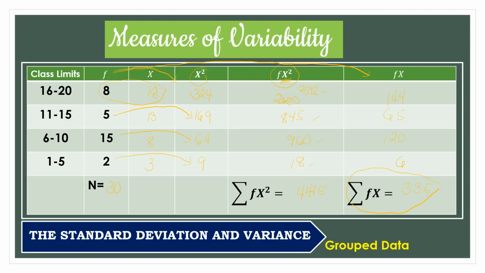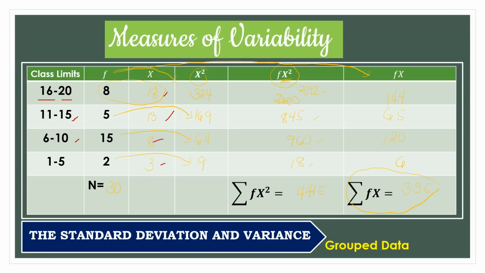Okay, first, to get the class mark, we simply add the lower limit and upper limit of each interval, or you may count. So we have 16, 17, 18, 19, 20. The number in the middle is 18. So the class mark for this interval is 18. Next, for the interval 11 to 15, the class mark is 13. For the next one, it is 8, and then the next one is 3.